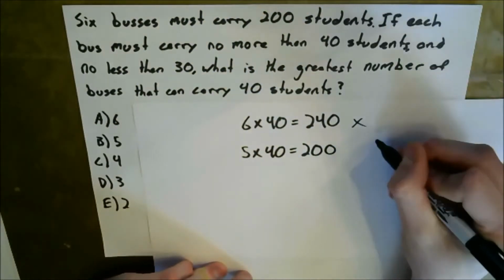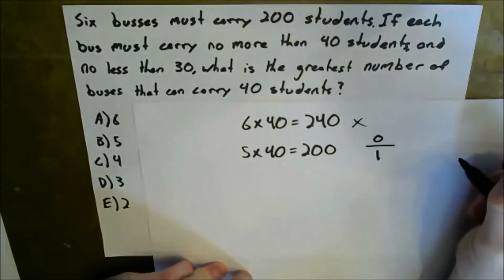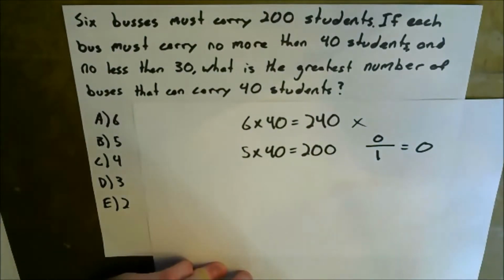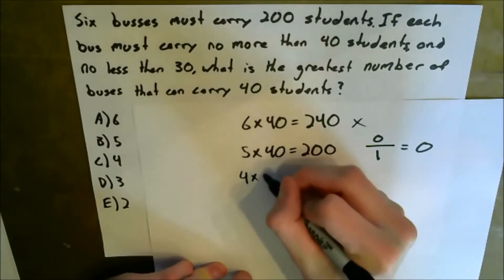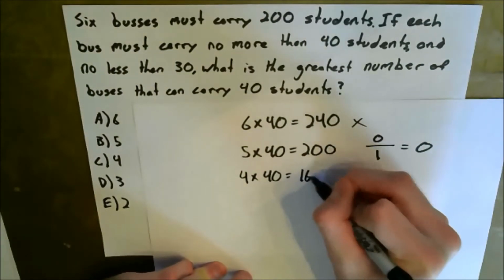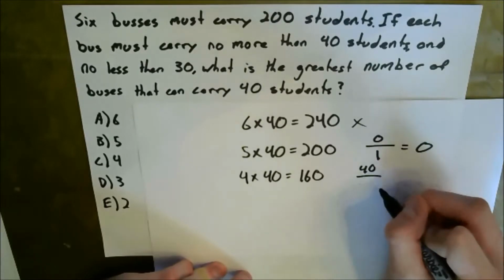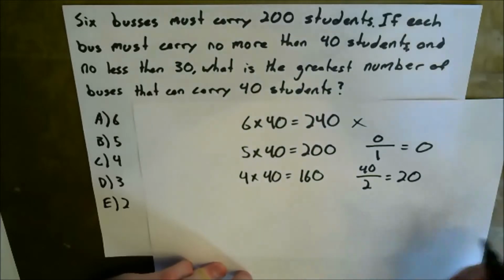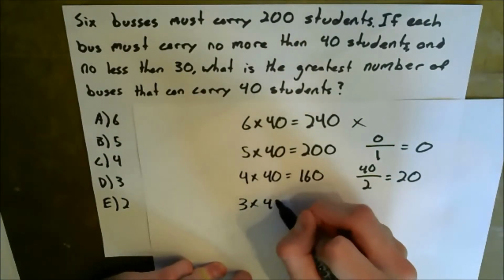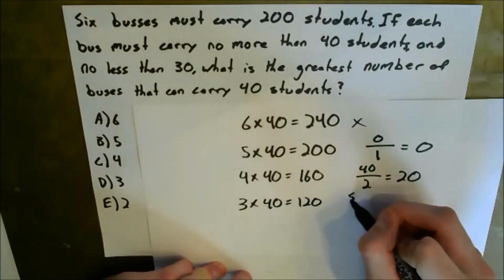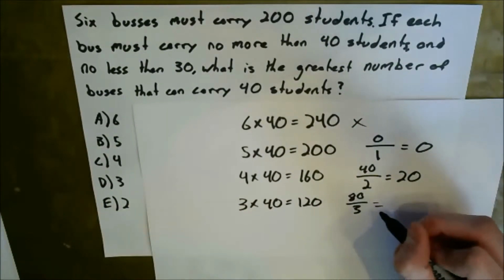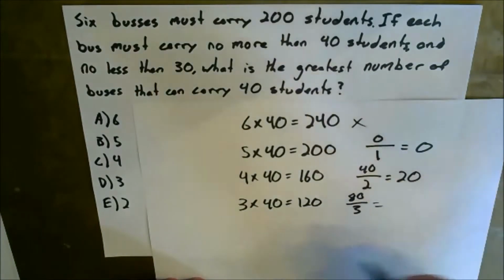That's within our students, but then there are 0 students left to split among one bus, which means there will be 0 students in one of the buses, and that does not work because every bus has to have at least 30 students. So let's try 4. 4 times 40 equals 160, which leaves 40 students to be divided between 2 buses, which equals 20 students in a bus, which is less than 30, so that does not work. Let's try 3. 3 times 40 equals 120, which then leaves 80 students to be divided among 3 buses, and this is still less than 30 students per bus, so it's not going to work.